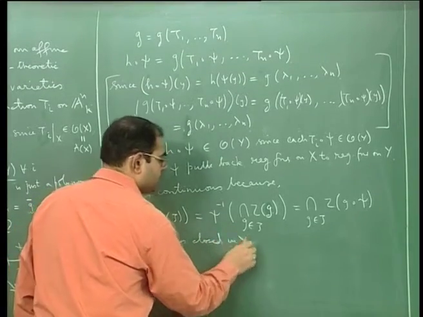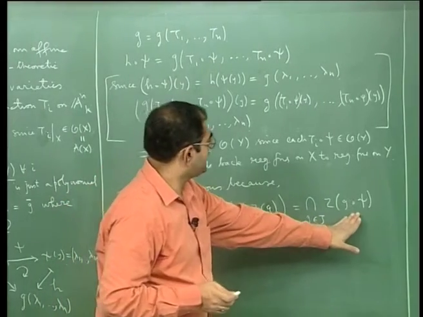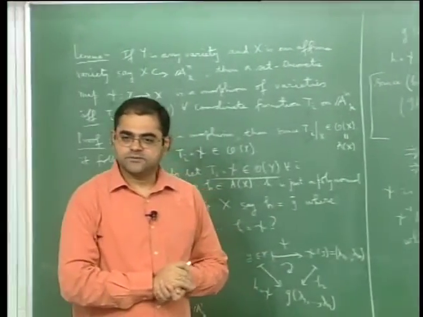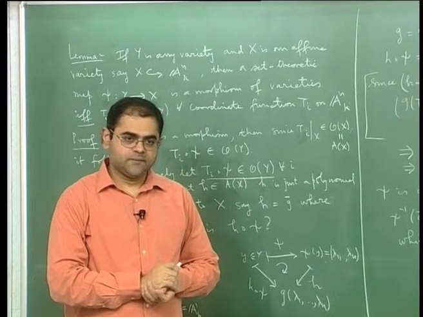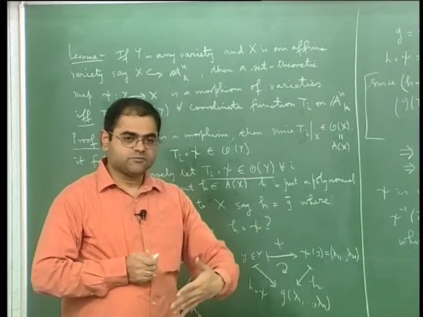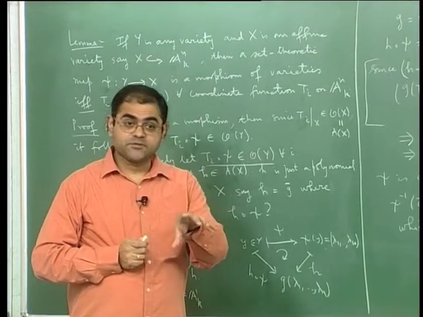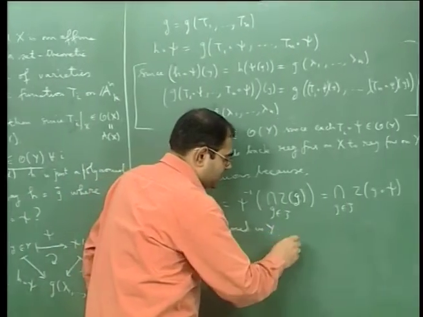So I am using the fact that if you give me a bunch of regular functions and look at the set of common zeros, that gives a closed locus, and the reason for that is every regular function is locally a quotient of polynomials, and looking at the zero set is the same as looking at the zero set of the numerator polynomial. Okay, and we are done.